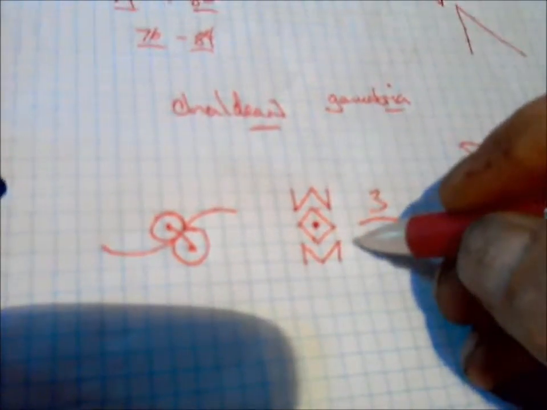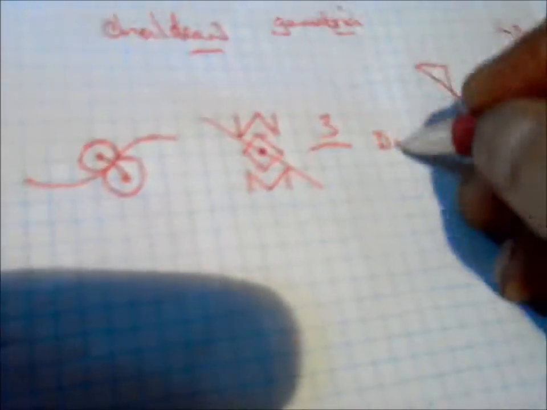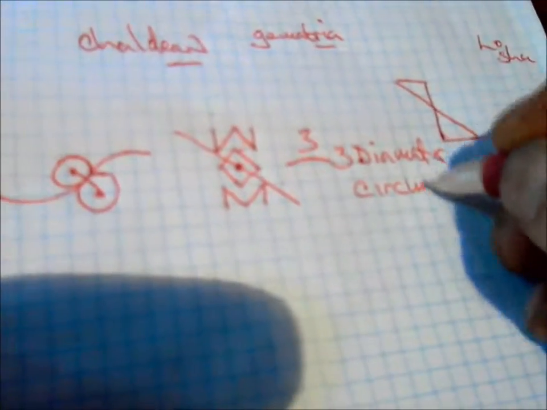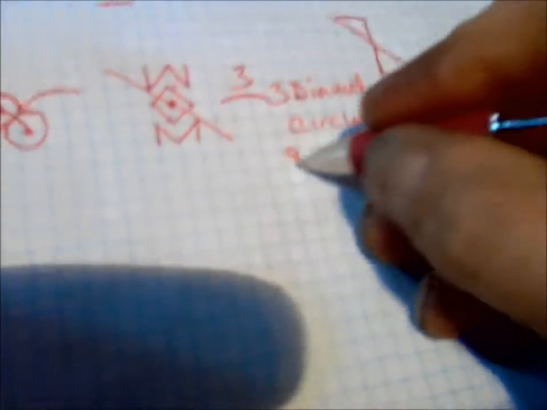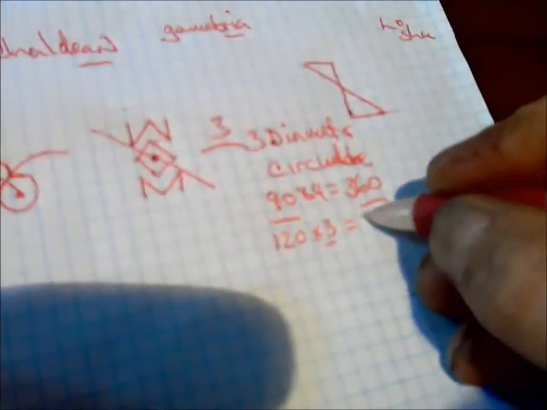But this one over to that one is 2. But it's on an upper level. It's this level. This is diameter. Diameter is 3. Circumference is 4. Okay? You have 90 times 4 equals 360. And you have 120 times 3 equals to 360.